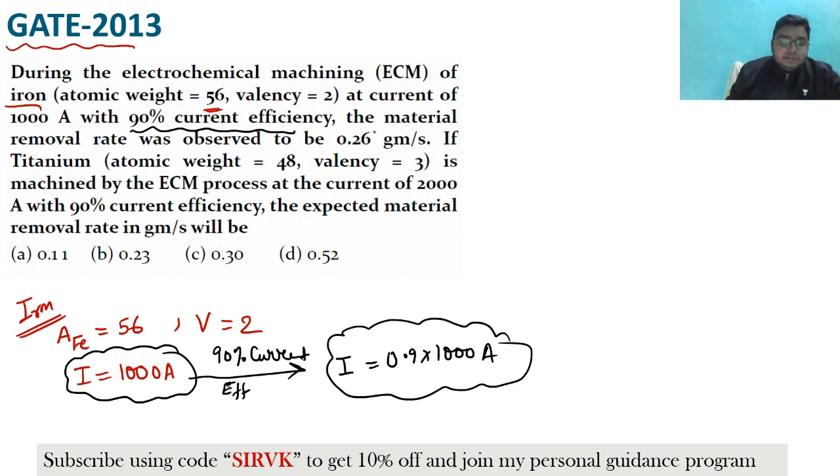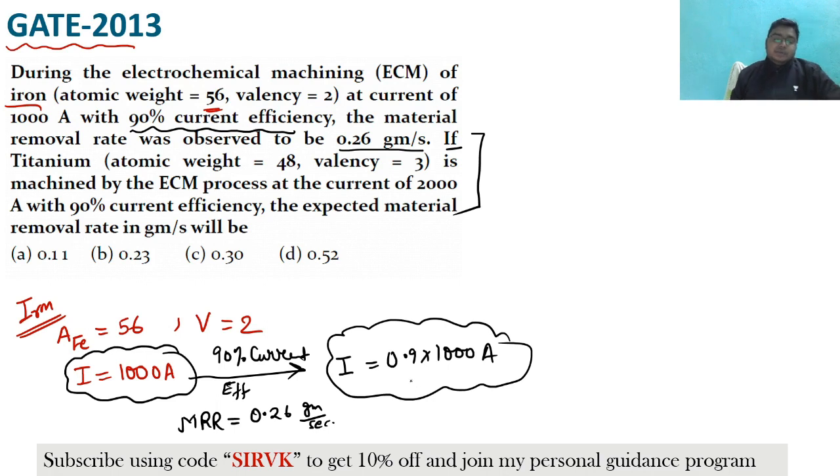Okay, now try to see here. The material removal rate was observed to be 0.26 gram per second. So the material removal rate is given as 0.26 gram per second. I hope you have understood these things. Fine. Now let us try to see another aspect. If titanium, whose atomic weight is this, valence is this, is machined with the ECM process at a current of 2000 ampere with 90% current efficiency, the expected MRR for this will be what? So basically they are asking about the MRR for the second case.